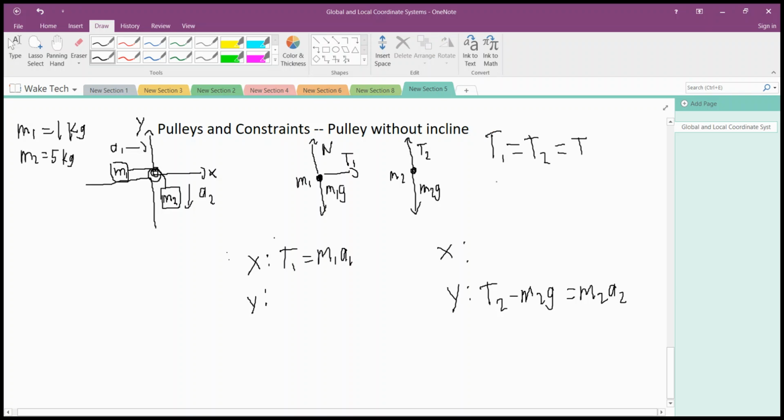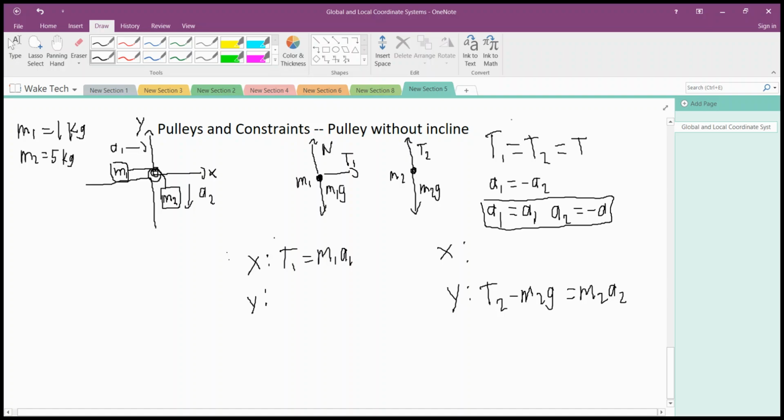But now let's think about the accelerations. The acceleration A1 is going to have the same magnitude as the acceleration A2. However, A1 is in the positive direction according to my coordinate system, whereas A2 is in the negative direction according to my coordinate system. So they'll have the same magnitudes, but different directions. Another way to write that is that I can make my acceleration of m1 equal to A, and therefore my acceleration of m2 equal to minus A. These are my constraint equations.